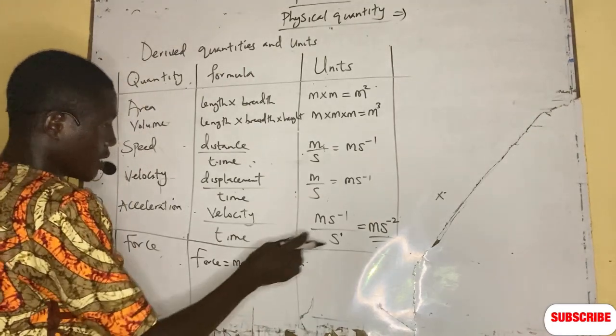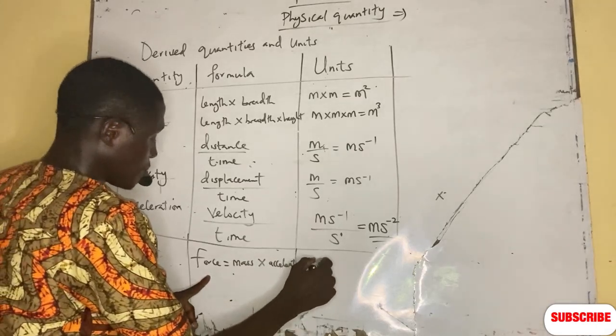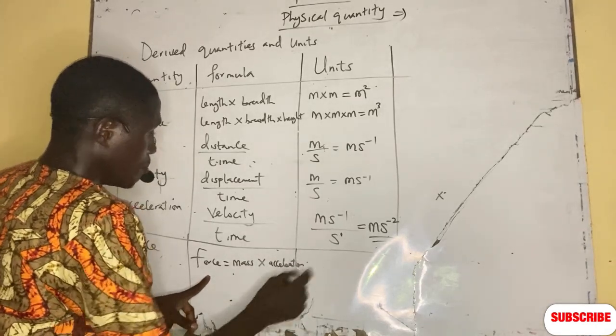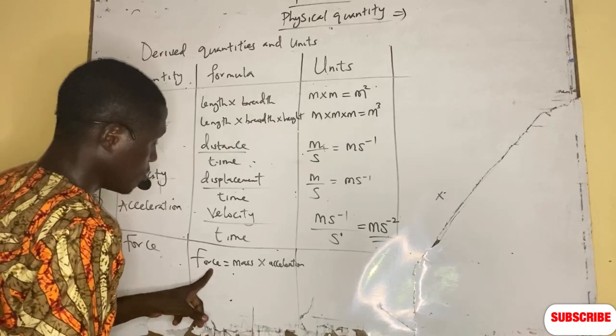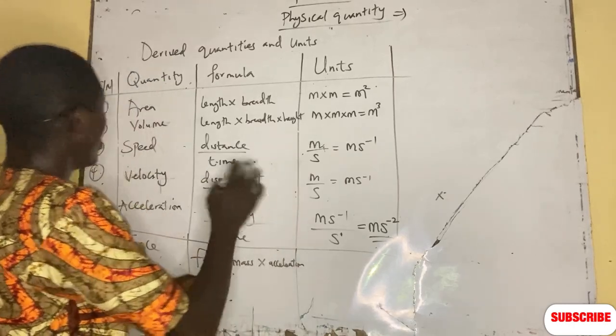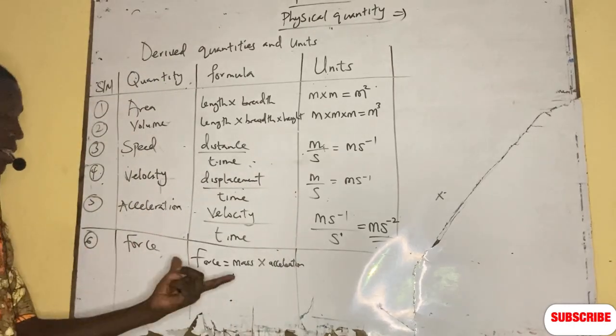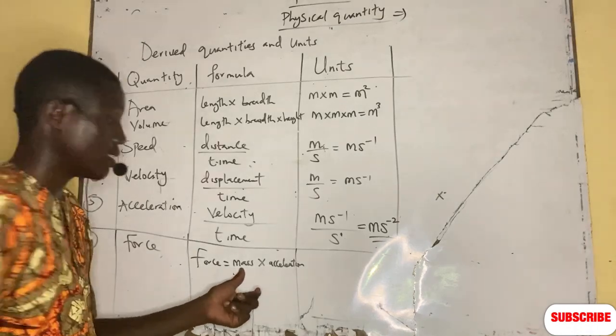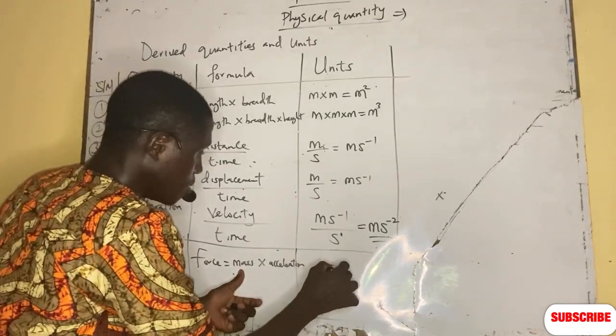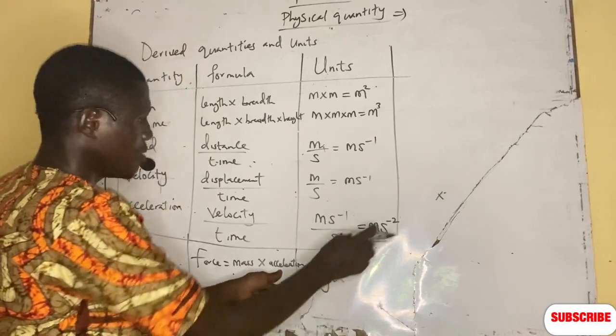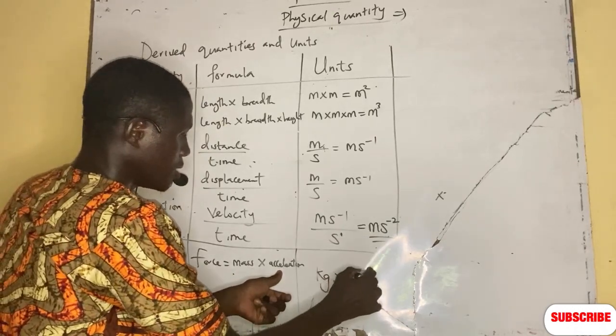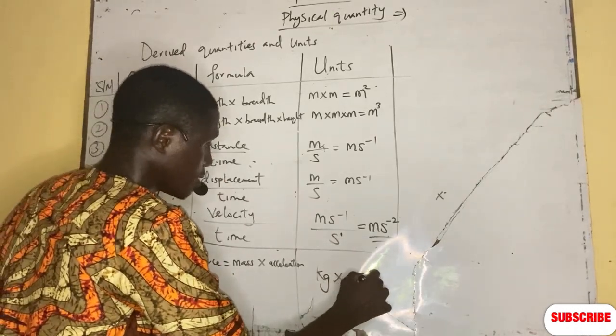Mass times acceleration. Don't forget that the unit of mass is kilogram. So kilogram multiplied by the acceleration, which is meter per second squared.